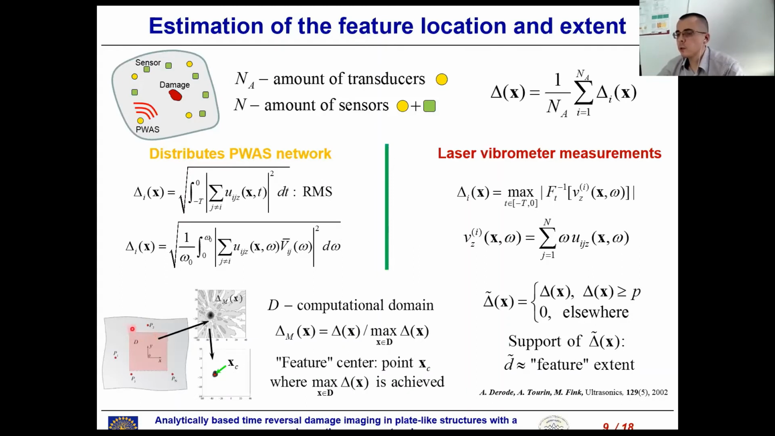And after that, of course, we should evaluate this test function on a certain computational domain. After that, we do some normalization of the data, and as the feature center, we select the point x at which this maximum is achieved. And afterwards, to obtain the feature extent, we need to do some thresholding of this function. The support of this function after thresholding is called the feature extent. This idea was proposed first in the paper of Fink and co-authors in 2002.